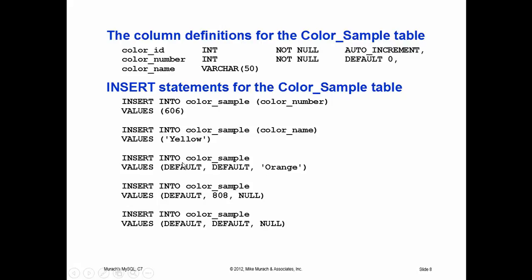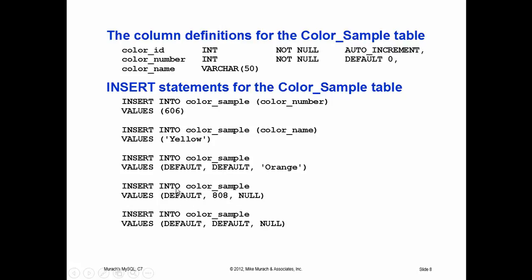So imagine that we're putting in here 1, 2, 3, 4, 5 records. All right, and previously it's empty. So the first one will go in. The ID will be 1. All right, it'll grab it because it's auto increment. The color number will be 606, and the color name will be null. The second one will go in, and the color ID will be 2. The color number will be 0, and the color name will be yellow. The third one will go in, and even though they said default here, this will go in as a 3. That'll again be a 0, and that'll be orange.